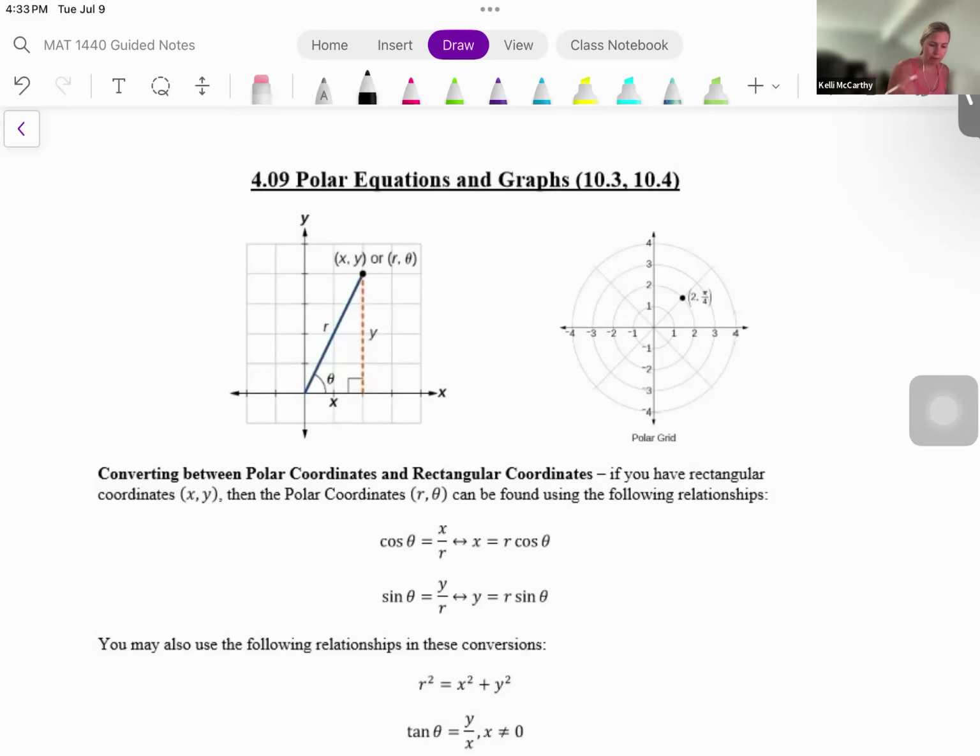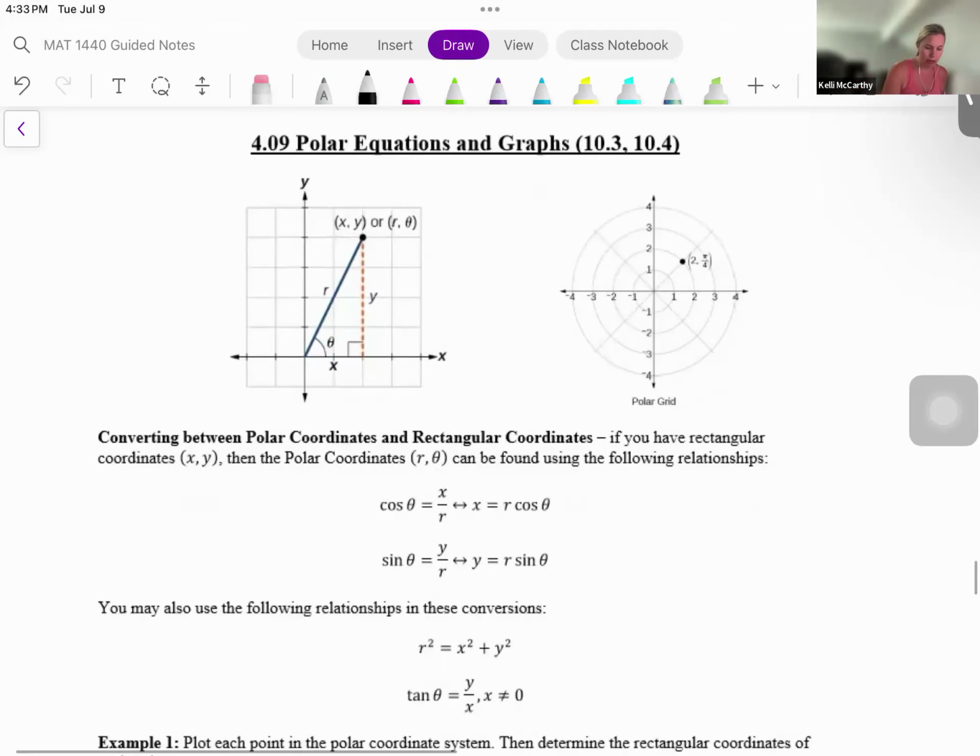And when we think about a polar coordinate, it is written (r, theta), where that first coordinate just represents the radius, or how far away from the origin that point is, and theta represents the angle that we're going to move through to get to that point. So we're going to be practicing graphing polar coordinates on a polar grid in a few moments here.